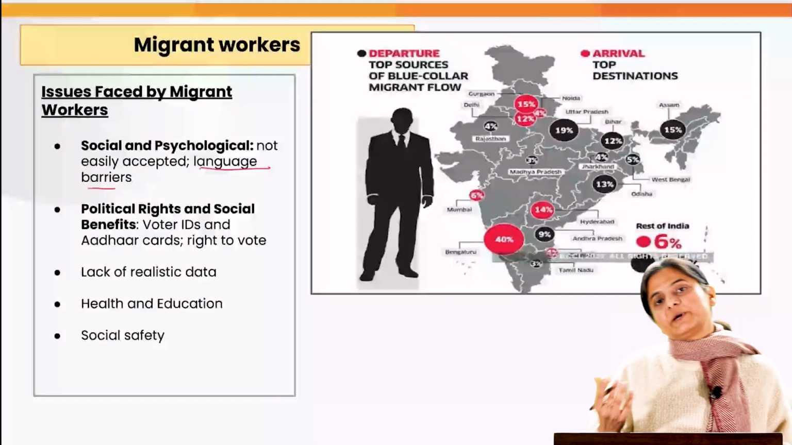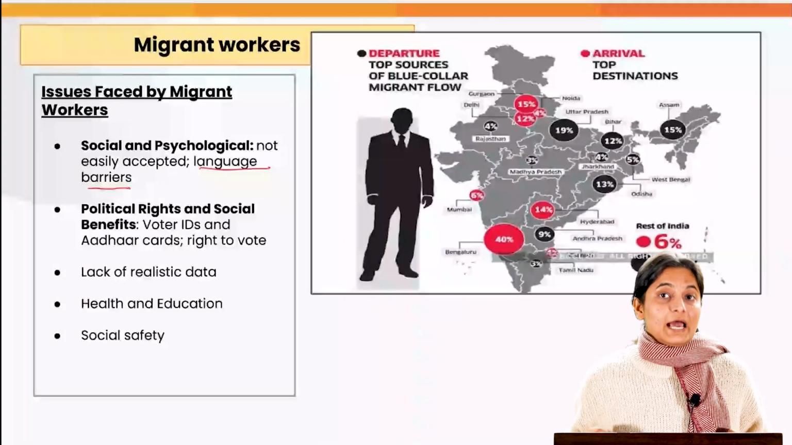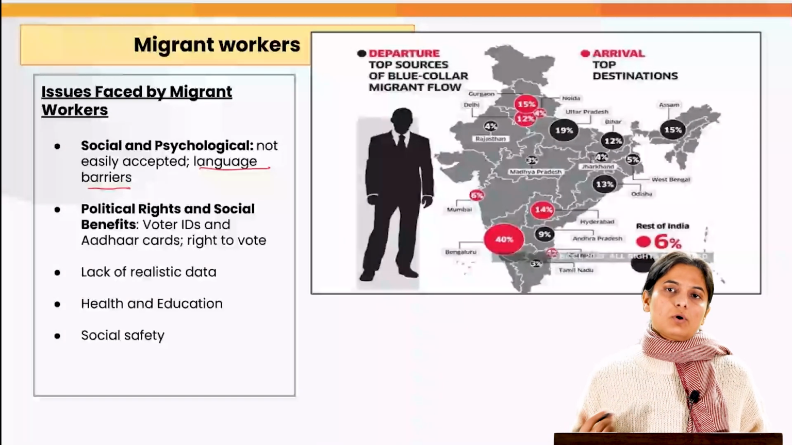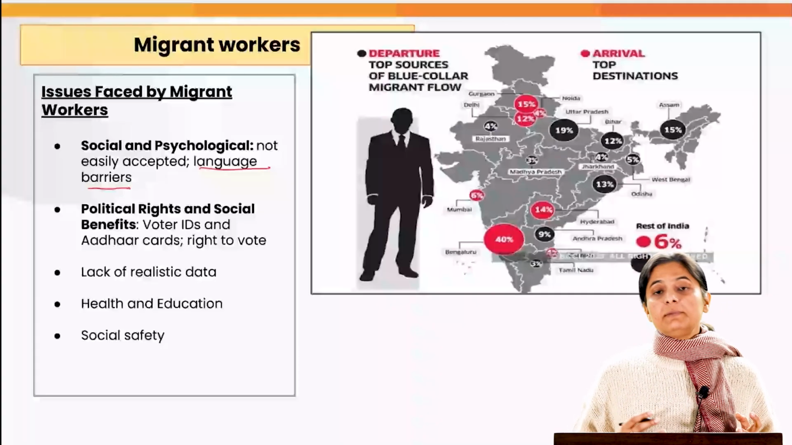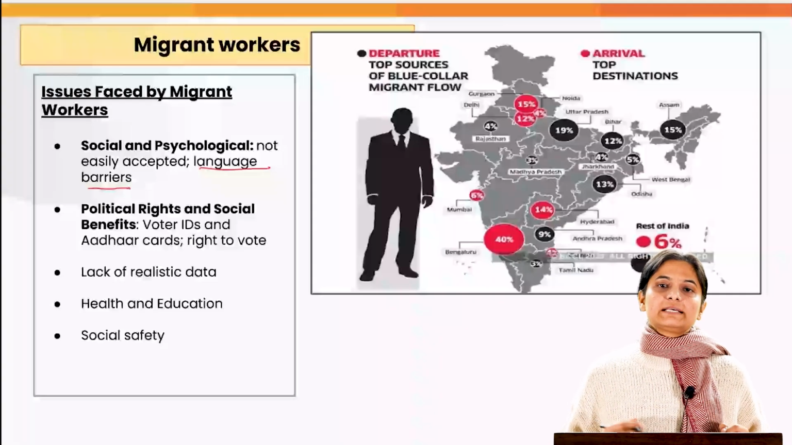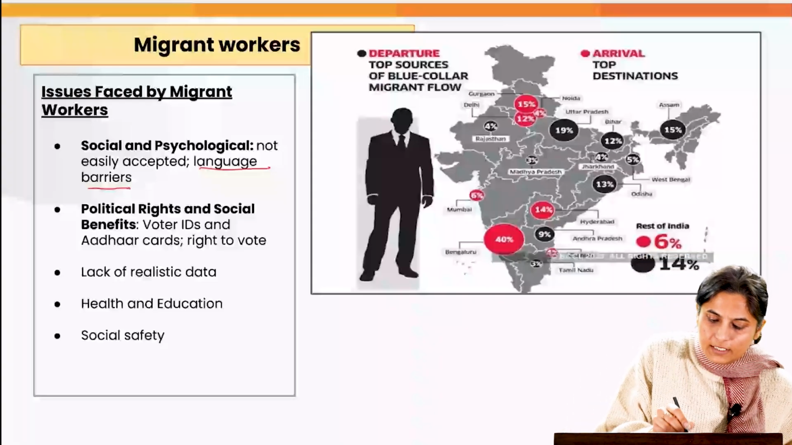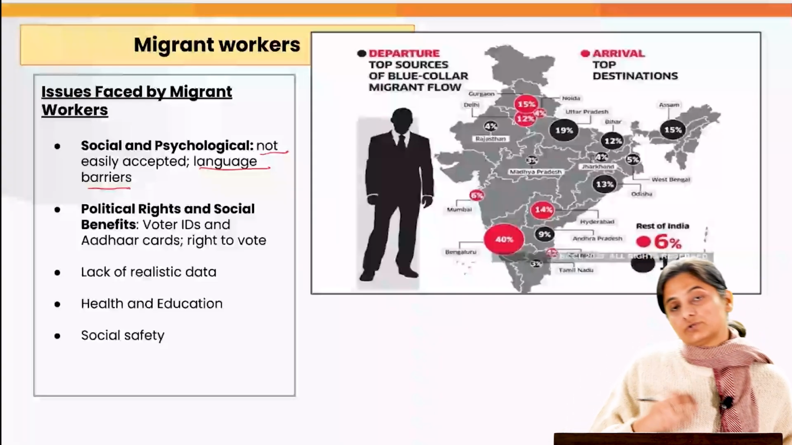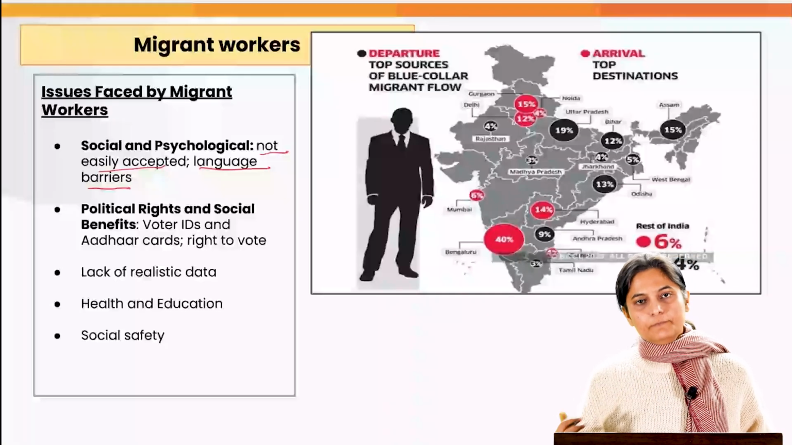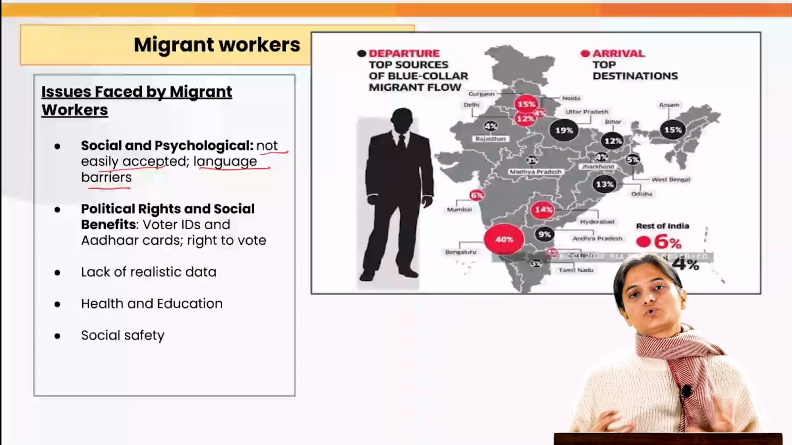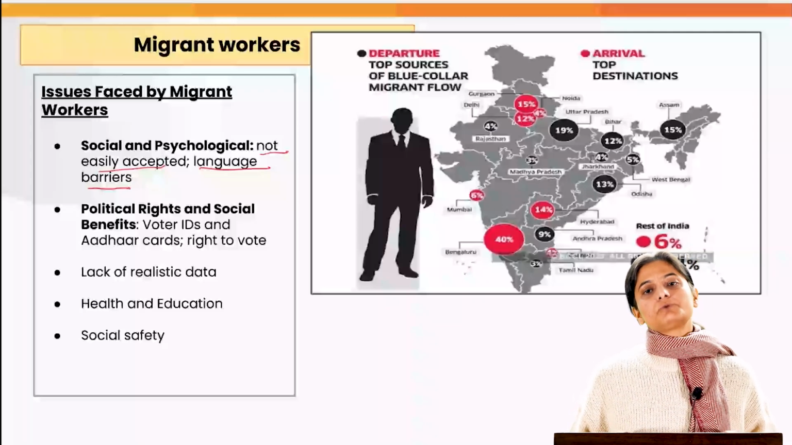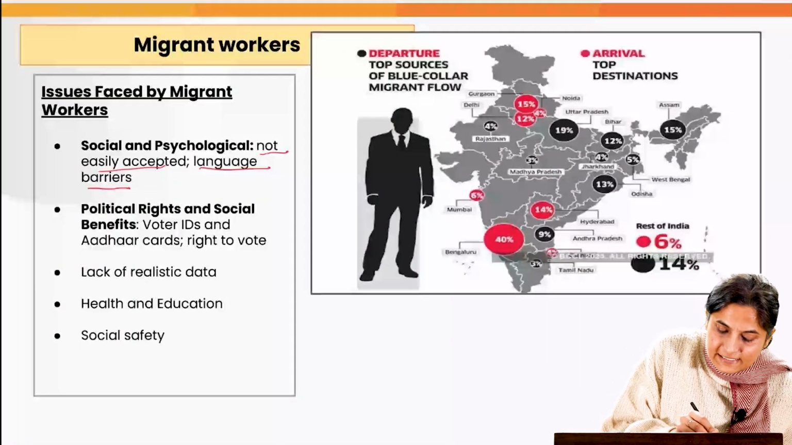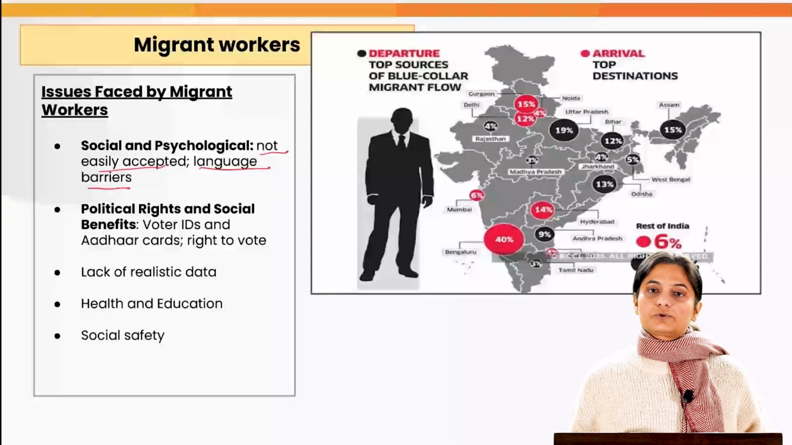That could be language barriers with respect to ethnicity, language, culture, social norms, or their acceptance and assimilation in the region. They may not feel as familiar as in their own surroundings. Sometimes they are also not as easily accepted as the local labour. So this is the social issue, and this also impacts their psychological status and of course the working productivity. Then second issue is political rights and social benefits.